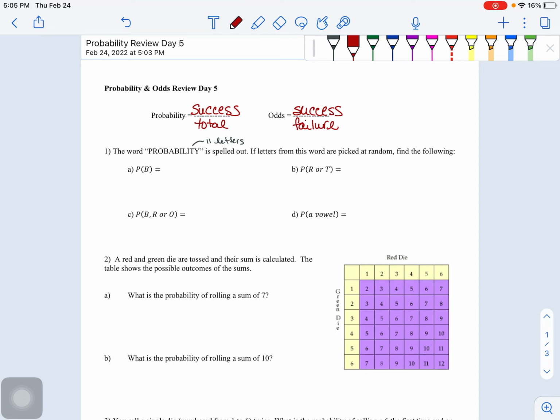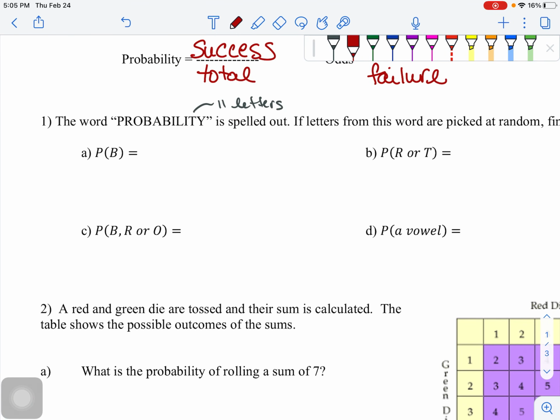So number one, probability is spelled out. There are 11 letters. I counted those beforehand. And we're going to find the probability here. So the probability of a B, well, we have 2 B's out of 11. It does not reduce. Okay. Probability of an R or a T. So an R or a T, we only have 2 of those out of 11.